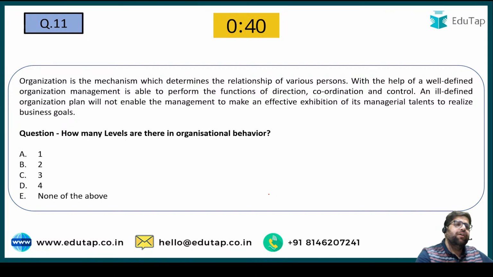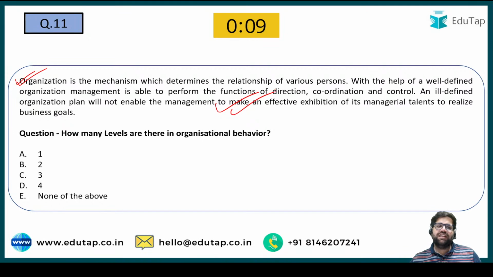This is a memory-based paragraph which we have created on our own, because copying the exact paragraph is not possible. Therein RBI has discussed that organization is a mechanism which determines the relationship between various programs and various persons. With the help of a well-defined organization, management is able to perform functions of direction, coordination and control. An ill-defined organization plan will not enable management to do so.